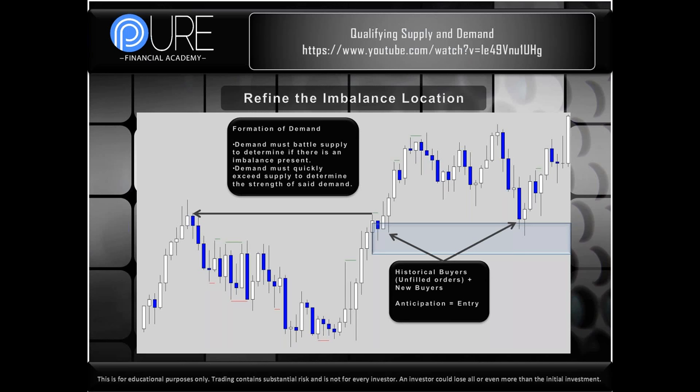So demand must quickly exceed the supply, and the same vice versa. The sellers must quickly exceed the buyers, right? But in this image here, we would say the buyers must quickly exceed those sellers to determine the strength of that demand. So we know the demand is there because it takes out the supply, but how long does it take to achieve that goal? And the longer that it takes, the less and the weaker that area becomes, okay?